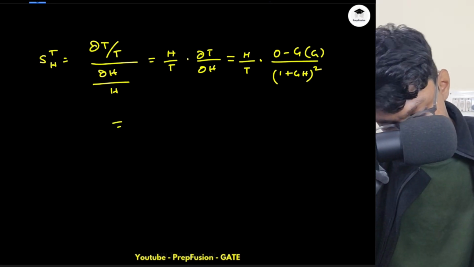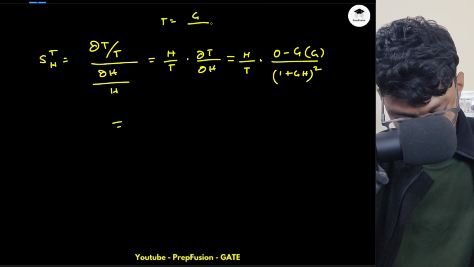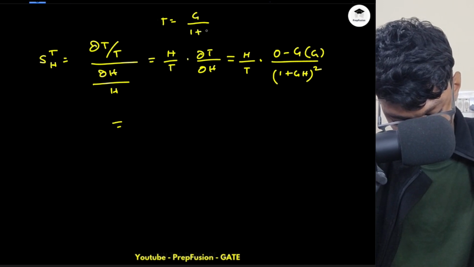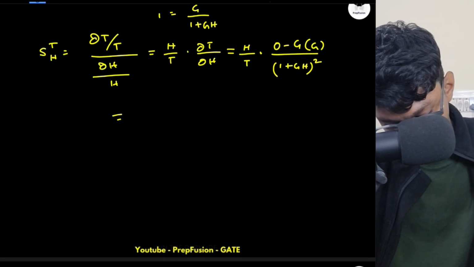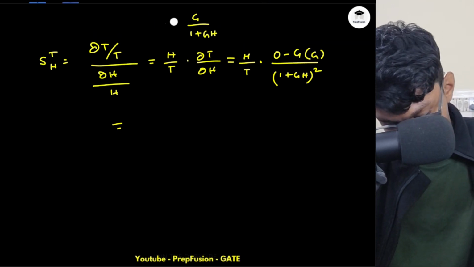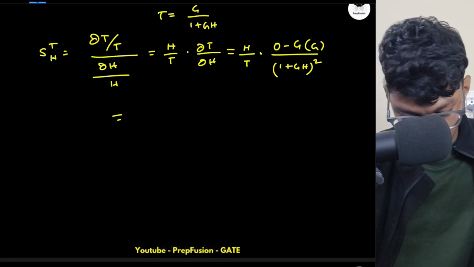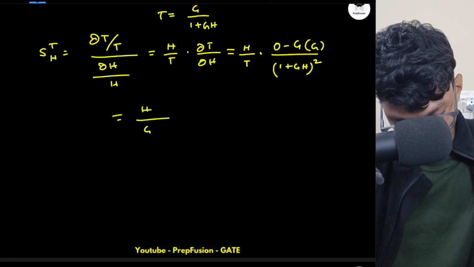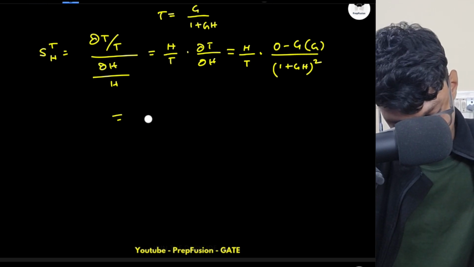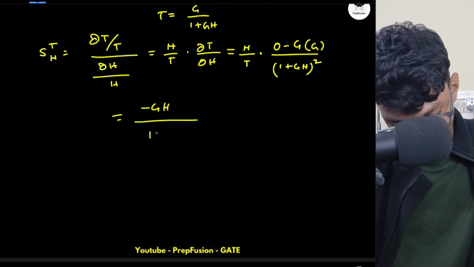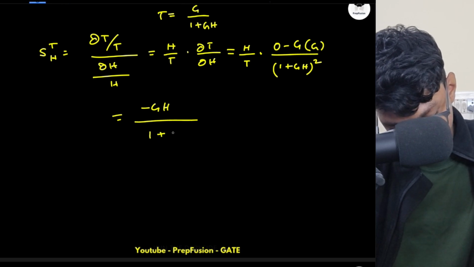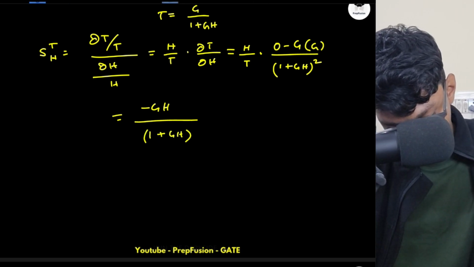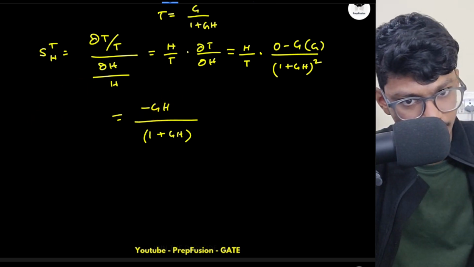Okay, g was already there. So what is t? T is g upon 1 plus g of h. This will be g upon 1 plus g h; the g will get cancelled. Just I will write this down. So ultimately it will be minus gh divided by 1 plus gh. So you will observe that there is a variation. If h varies, my sensitivity will vary by a large amount.